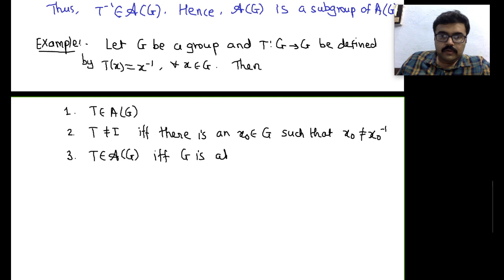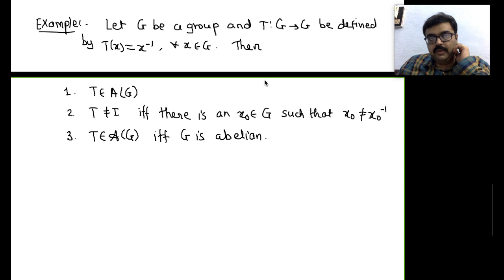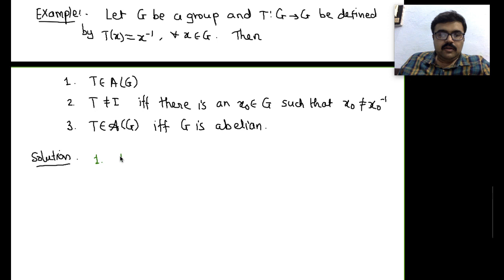So these are the three things we can conclude. T is an automorphism if and only if G is abelian. Let us verify all these three quickly. First one: I'm not writing all the details here, you just write T of X equals T of Y. This implies X inverse equals Y inverse. Taking inverse on both sides, this implies X equals Y.